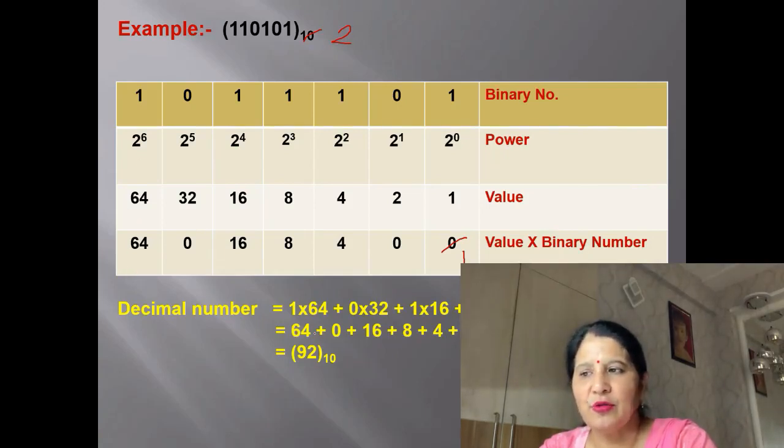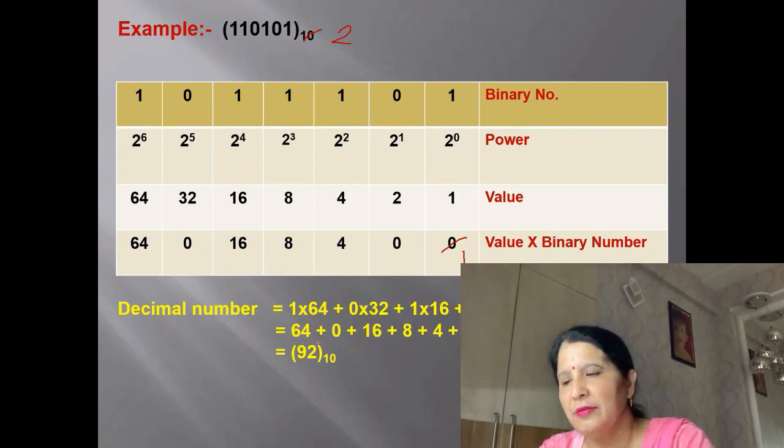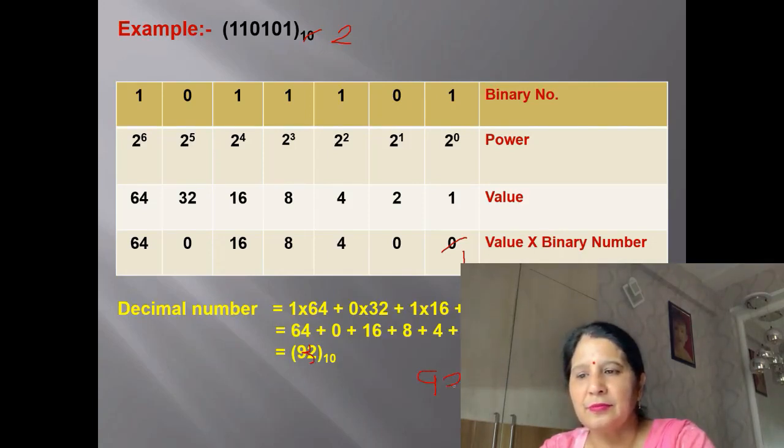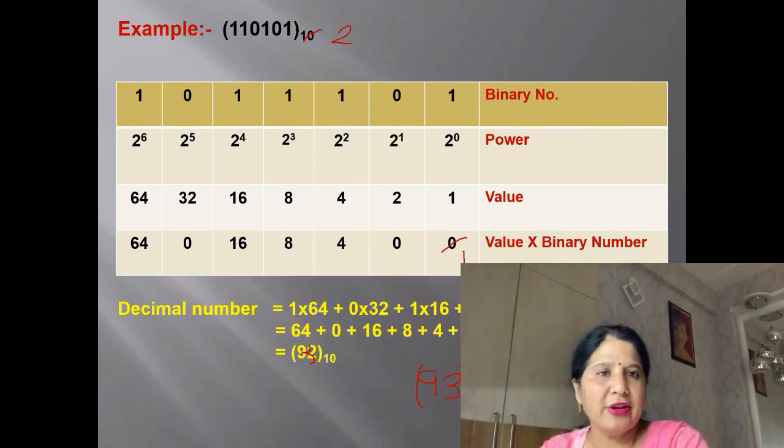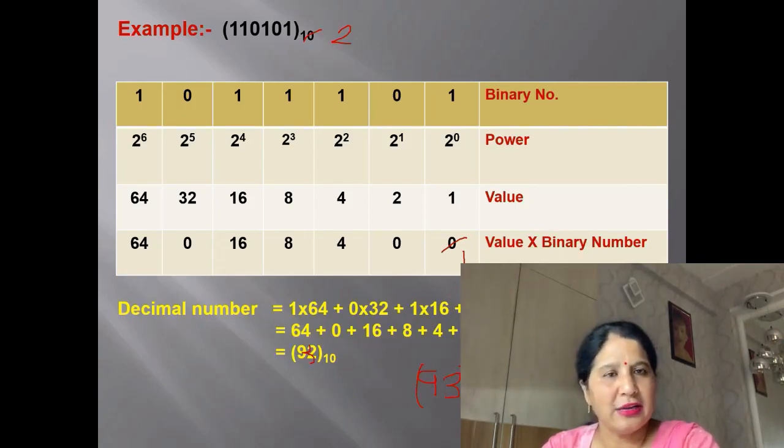Now we will add 64 plus 0 plus 16 plus 8, then plus 4, then plus 0, and plus 1. So the answer will be 93. This will be 93, not 92. And the base is 10. So the answer will be 93. After adding these numbers, 93 will come. So 93 base 10.